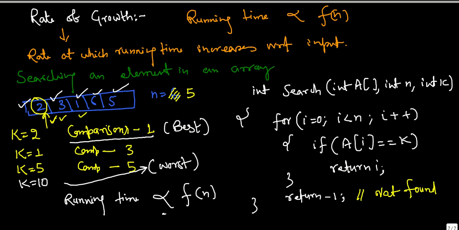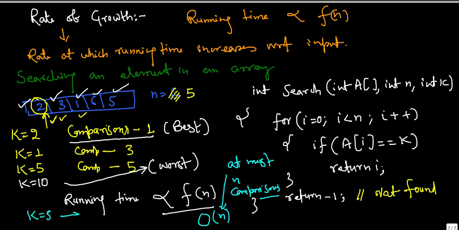and we denote it like O of n. That means in the worst case, this capital or big O shows that it is worst case, and this n shows that these are at most n comparisons, right? So this means when we have an input size 5, the maximum comparisons we can have here is 5.